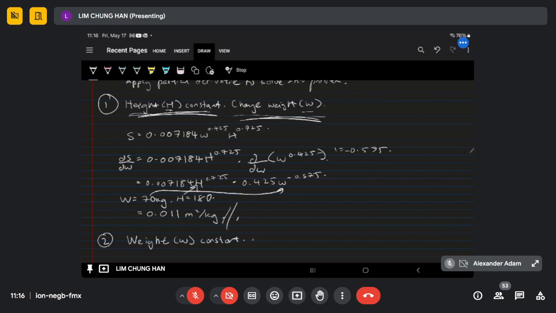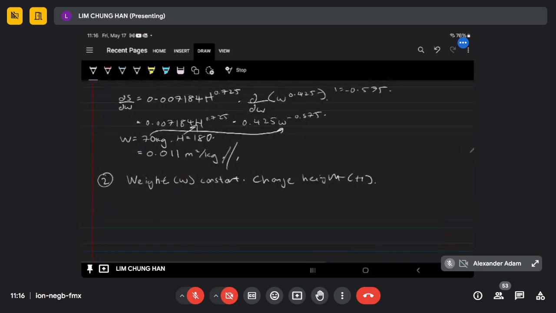We change height. We keep weight constant now, we change height. So 0.007184 W 0.425 H 0.025. Okay, so now if I want to keep weight constant, we change the height.